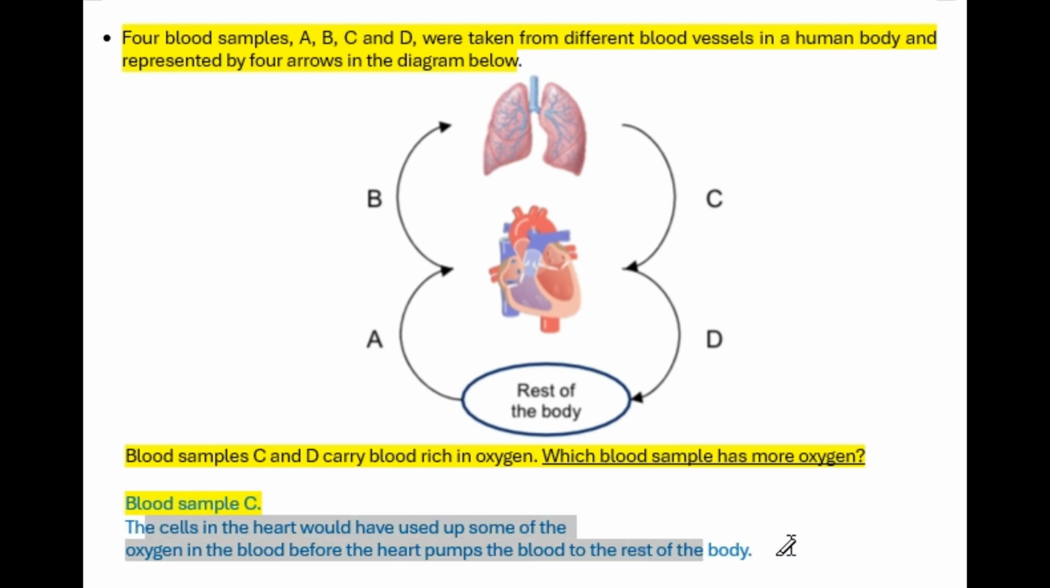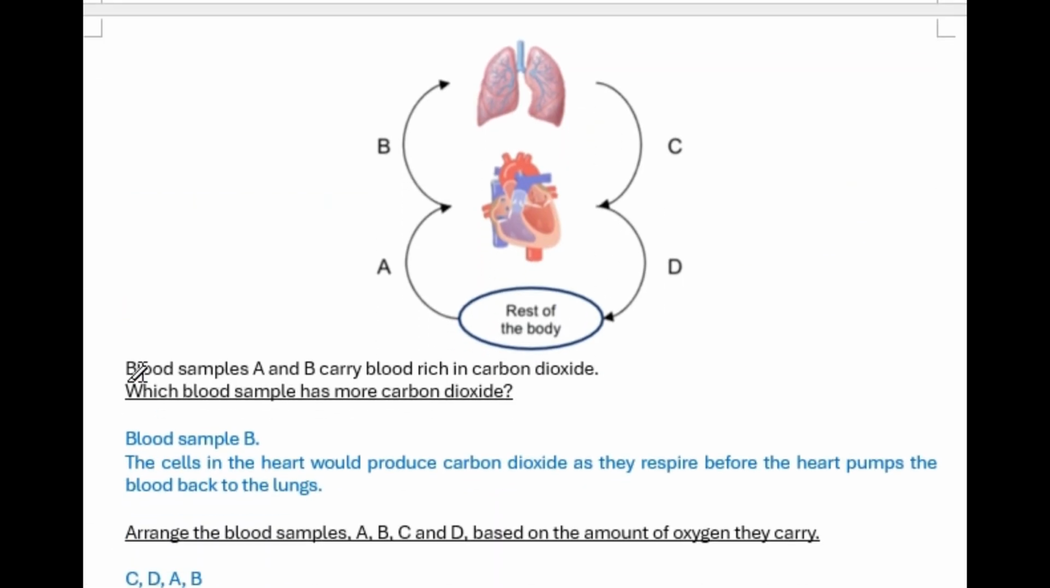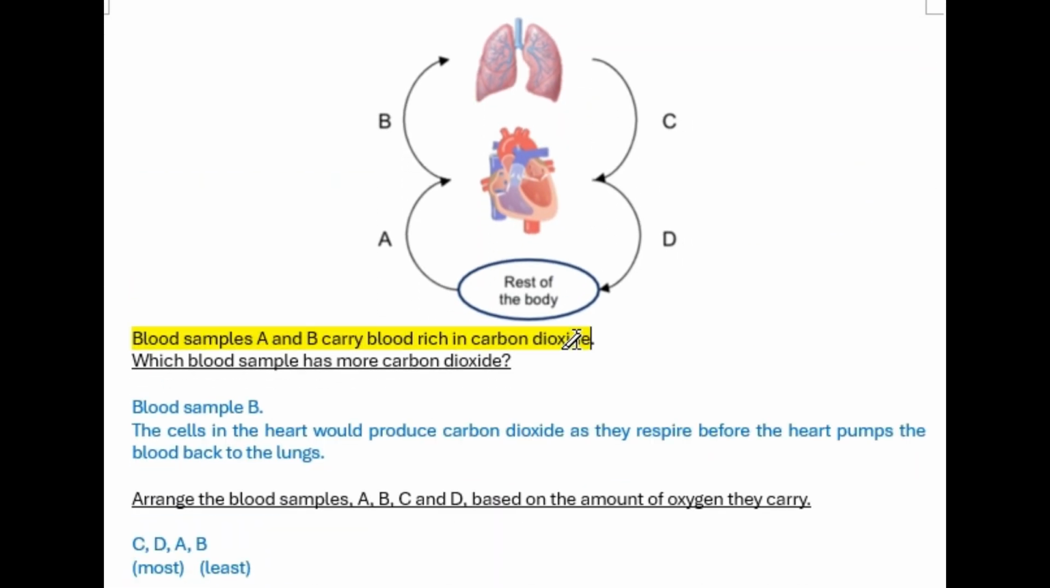The cells in the heart would have used up some of the oxygen in the blood before the heart pumps the blood to the rest of the body. Blood samples A and B carry blood rich in carbon dioxide. Which blood sample has more carbon dioxide? Blood sample B.